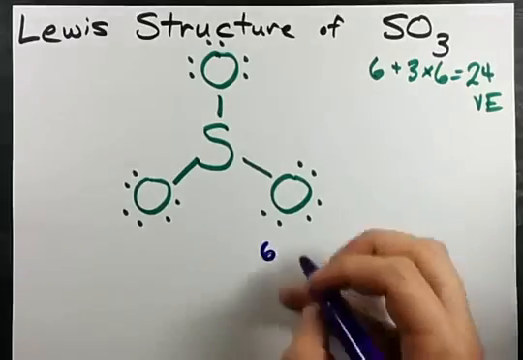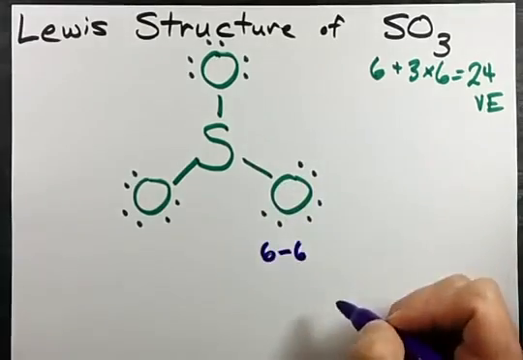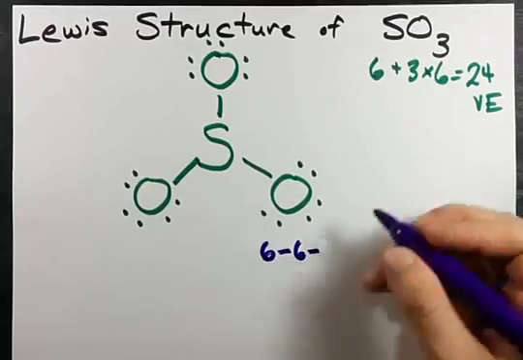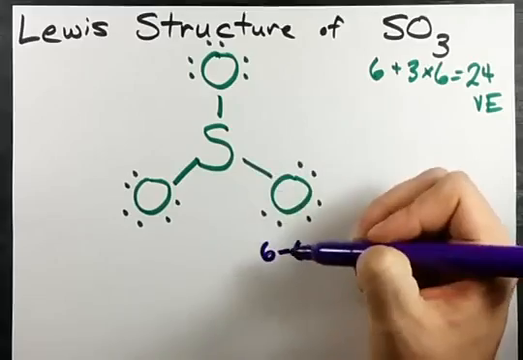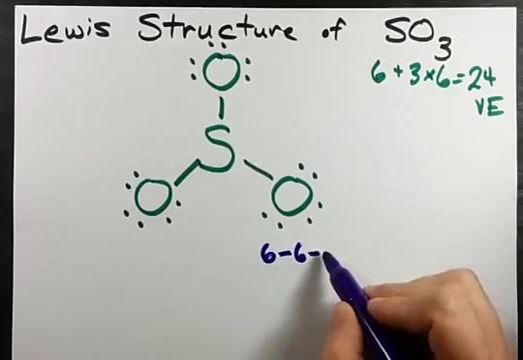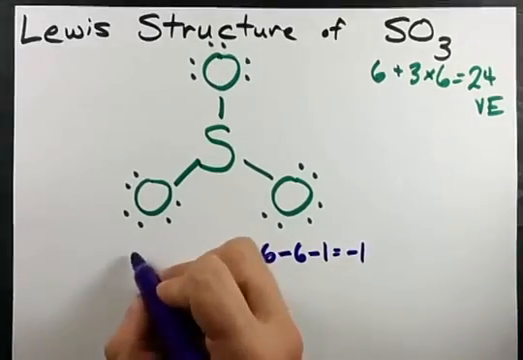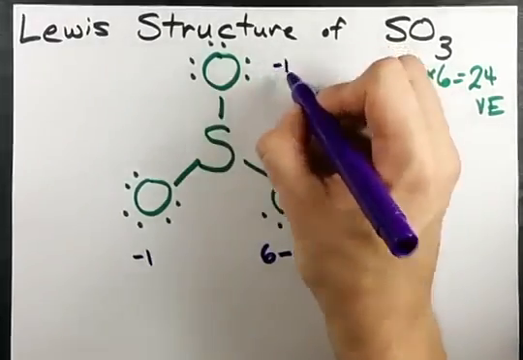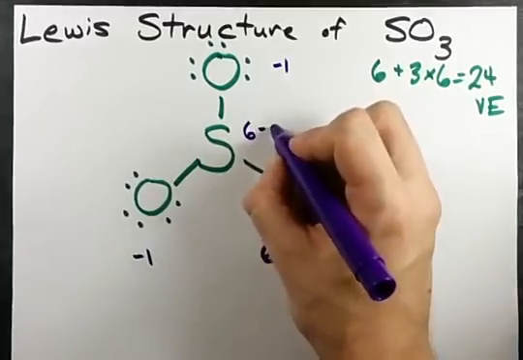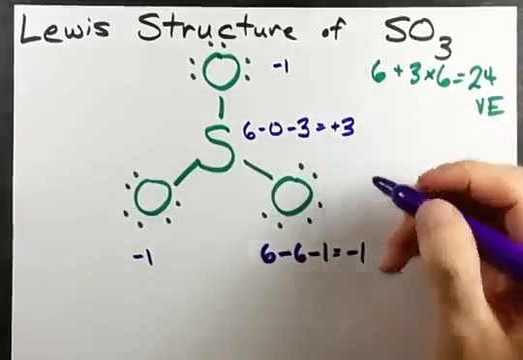Remember, oxygen brings 6, minus the number of electrons that are in lone pairs around the atom. In this oxygen's case, it's 6 for 6 dots, minus half the number of electrons in bonds. I like to call it valence electrons minus dots minus the number of lines. Anyways, it's a -1 for this oxygen. It's a -1 for this oxygen and a -1 for this oxygen because they're all the same. This sulfur has brought 6 minus 0 dots minus 3 lines, which gives it a formal charge of +3.